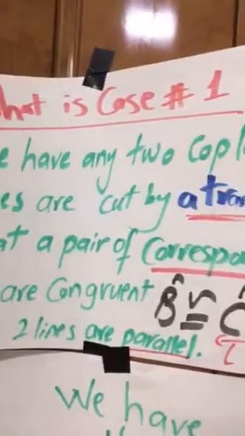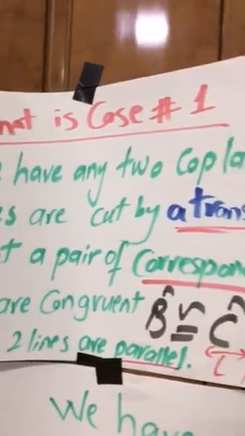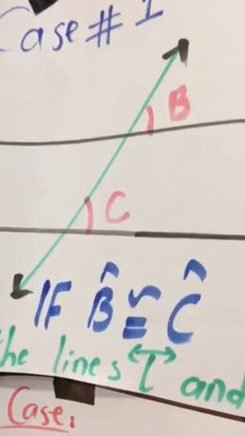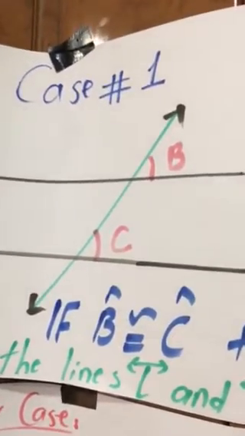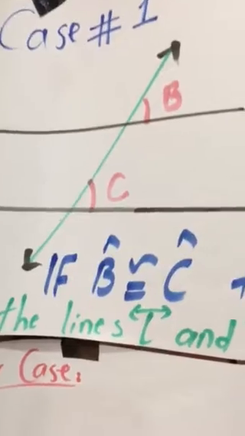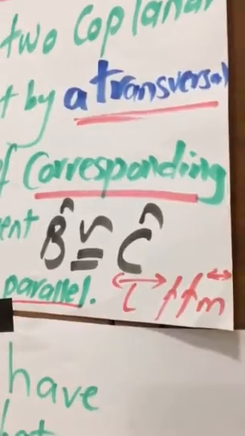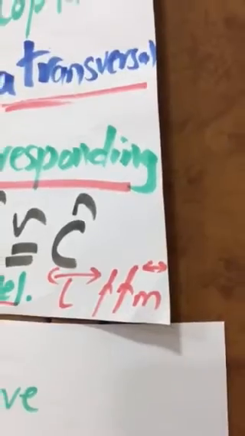What is case number 1? If any two coplanar lines, L and M, are cut by a transversal, the green one, so that a pair of corresponding angles are congruent, what does that mean? It means these two angles are corresponding, and we know that from before. If these two angles are congruent, as it says B and C are congruent, then these two lines are parallel, as written in red.